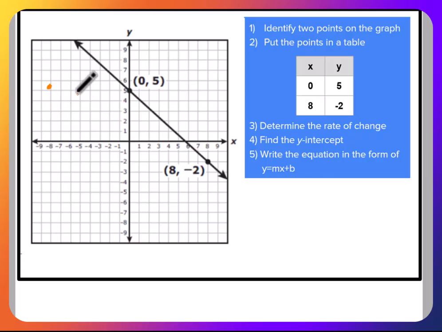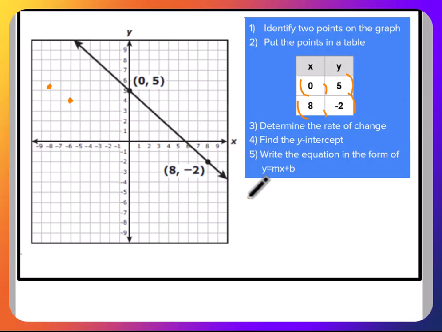You want to look at the ones that are easy, where there's an intersection of the x and the y. So looking through, they've shown us 2 points where they intersect, right? They intersect right here at (0, 5), and they also intersect at (8, -2). So put those into a table. Put in the x value and the y, as an ordered pair: (0, 5), (8, -2). Then from that, you can use that table to determine your rate of change, to determine your y-intercept, and to write your equation.